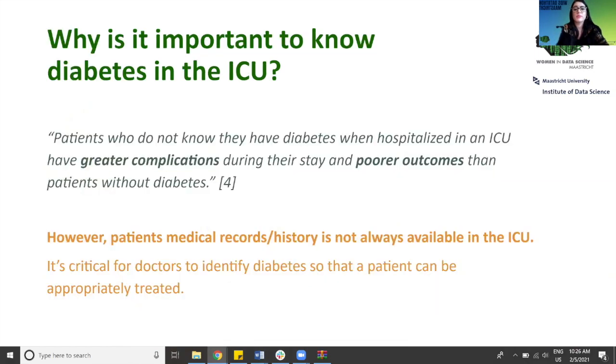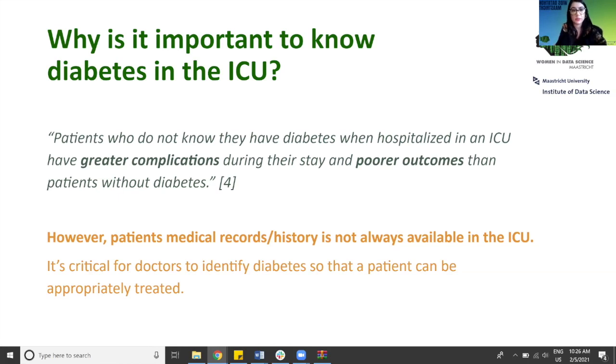So why would it be important to actually know if a patient has diabetes when they're getting into the ICU? Usually patients who have already been hospitalized with and diagnosed with diabetes have greater complications during their stay and can also have poorer outcomes than patients without diabetes. However, usually this information can be found in medical records or the history of the patients, which is not usually available in the ICU.